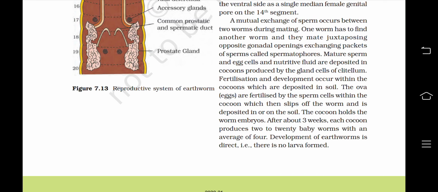The ova or eggs are fertilized by the sperm cells within the cocoon, which then slips off the worm and is deposited in or on the soil. The cocoon holds the worm embryos. After about 3 weeks, each cocoon produces 2 to 20 baby worms with an average of 4. Development of earthworms is direct. There is no larva formed.